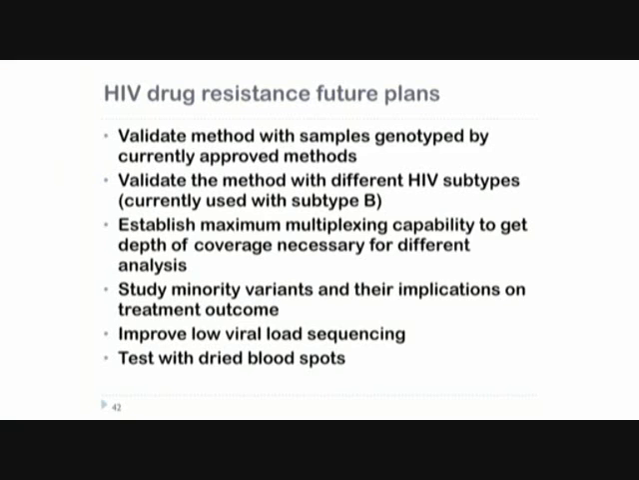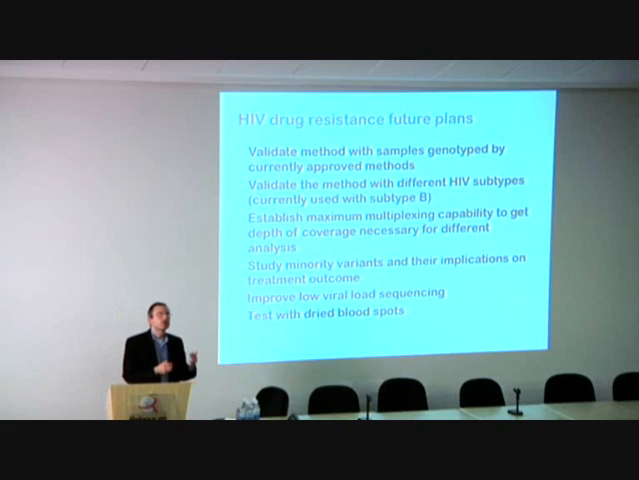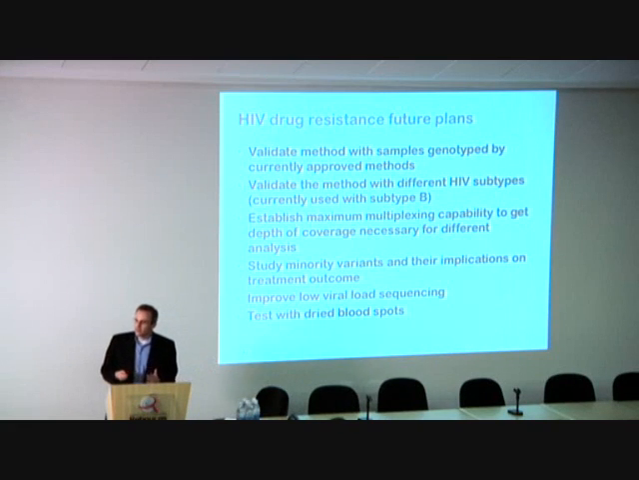So currently, we're continuing to validate this method with samples that have been genotyped by other current generation technologies. We're validating it against different subtypes, as I mentioned. We're trying to establish the maximum multiplexing capability so that we can see how deeply we need to go. If we're simply interested in knowing whether a patient has some resistant virus or not, we can probably use a much lower depth of coverage than would be necessary if we were trying to identify minor variants that are present at a 5 to 10% proportion in the overall population. So designing experiments and multiplexing intelligently is very important.